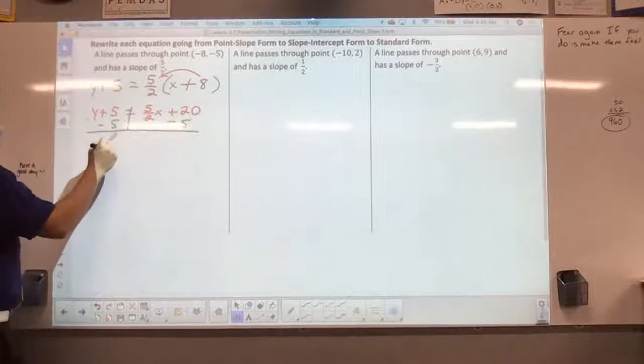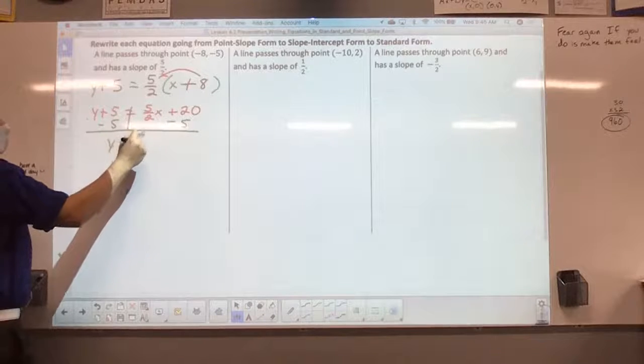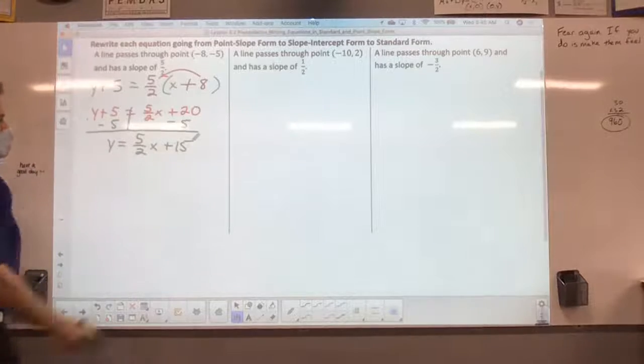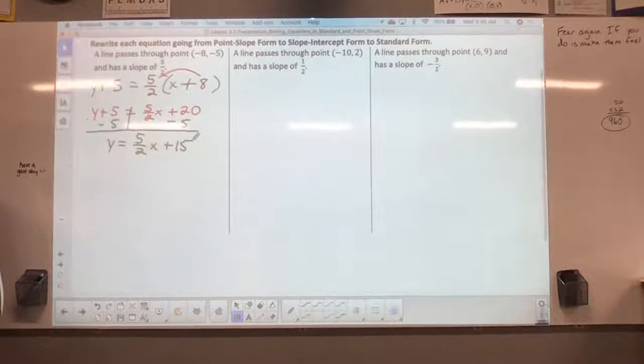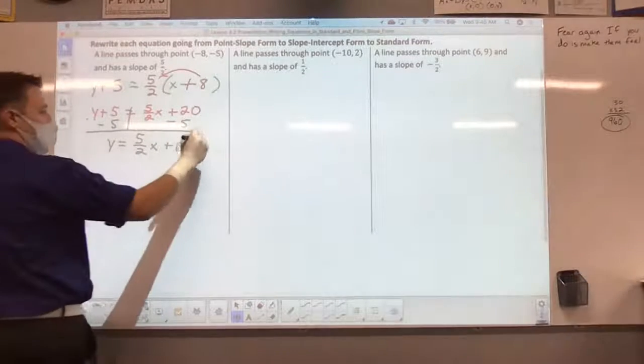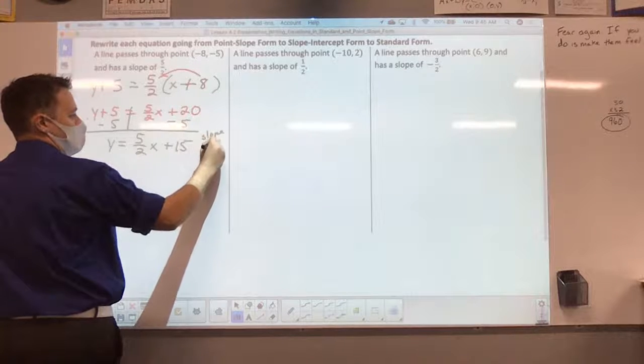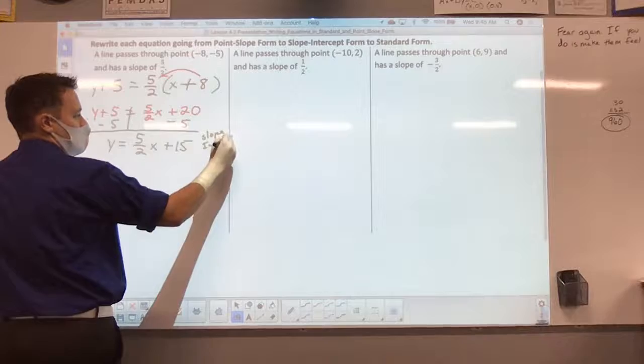And then, ladies and gentlemen, here is your y equals mx plus b. Simple. Here's slope intercept, right? So if you want to make a little note, please do.